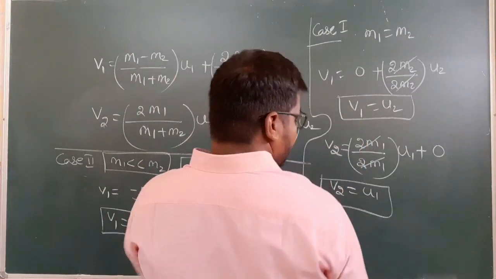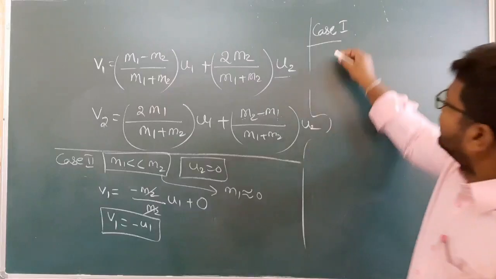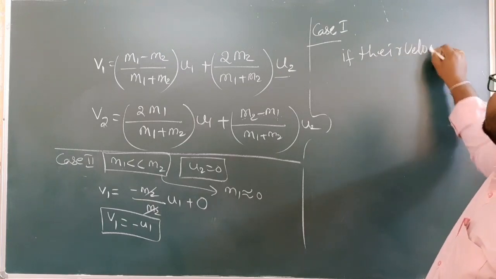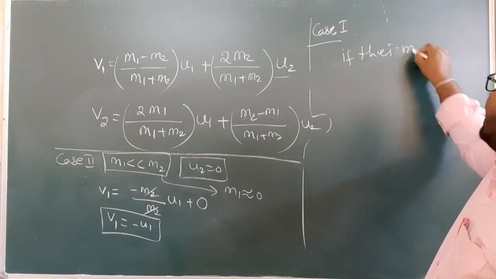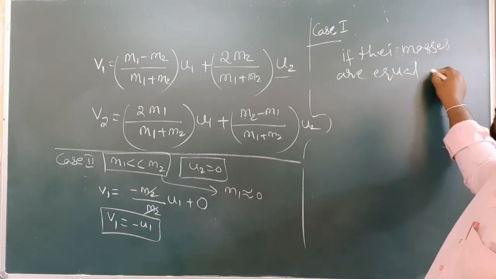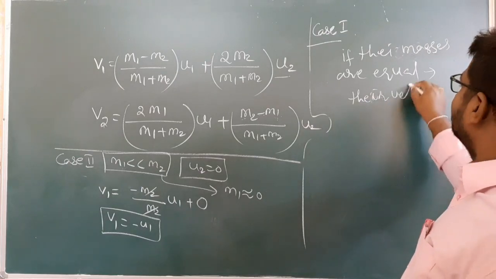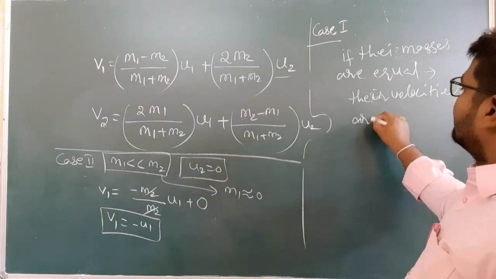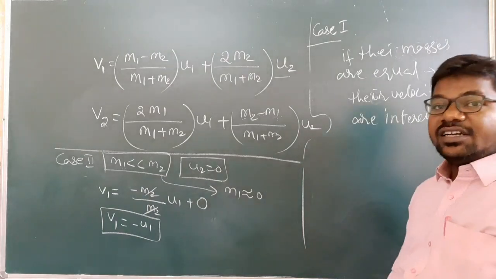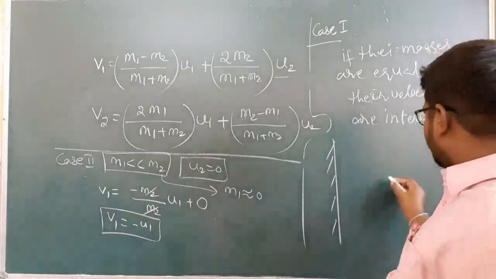If their masses are equal, their velocities are interchanged. You can write: if their masses are equal, their velocities are interchanged.